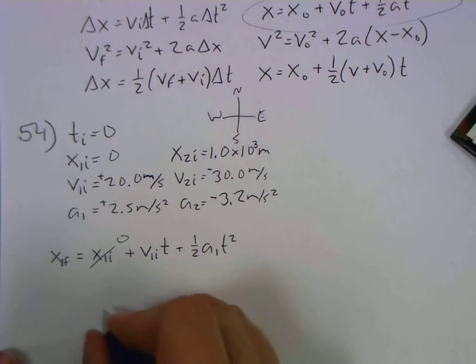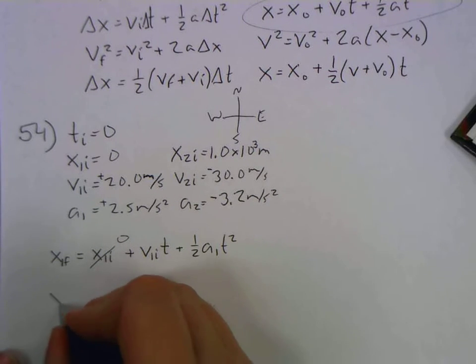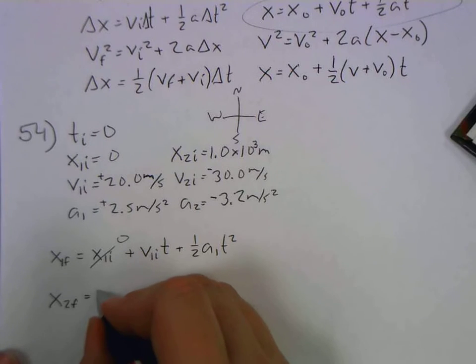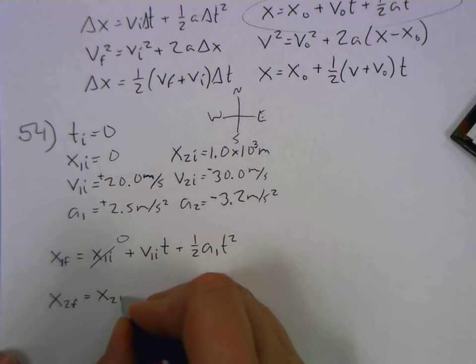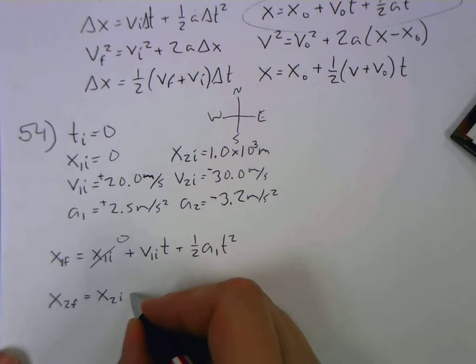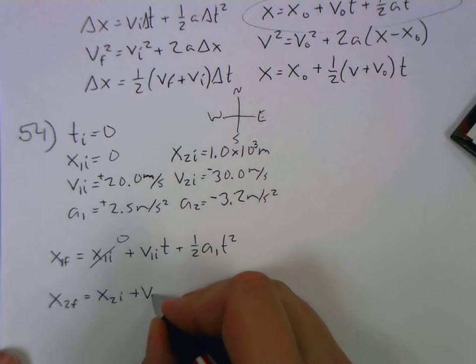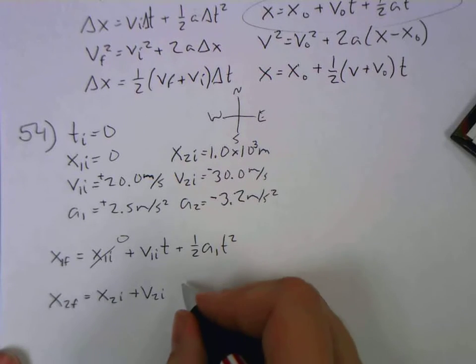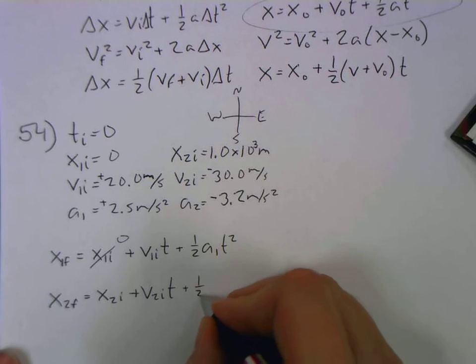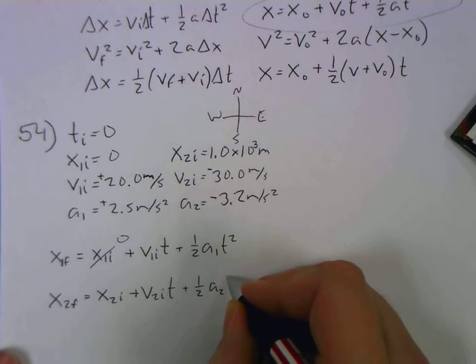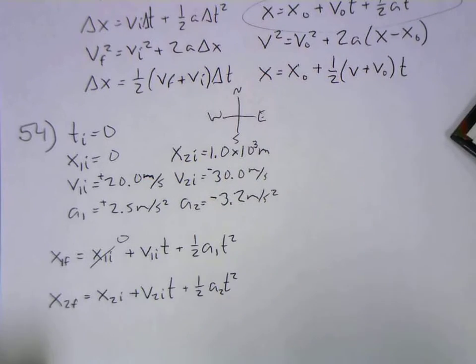Then we have, for the second car, x2 final is equal to x2 initial, which was not 0, so we don't cross it off, plus v2 initial, which was negative, multiplied by time, plus 1/2 its acceleration times the time squared. When you put numbers on these, you will get your answers for part A.